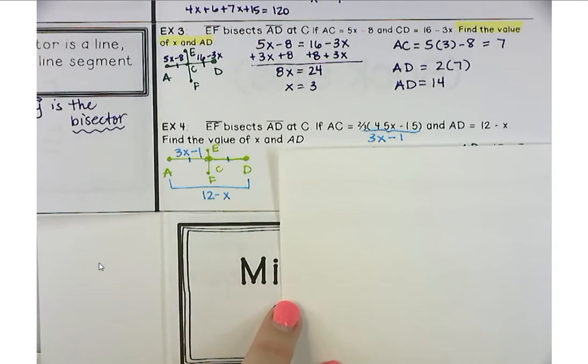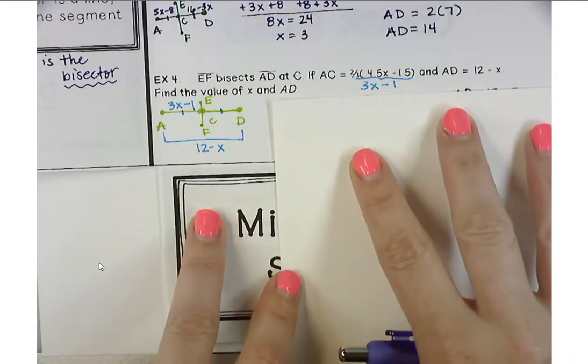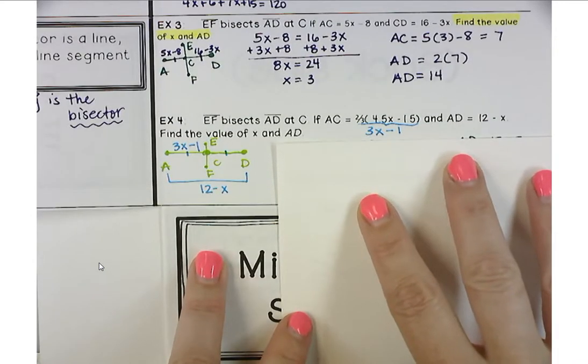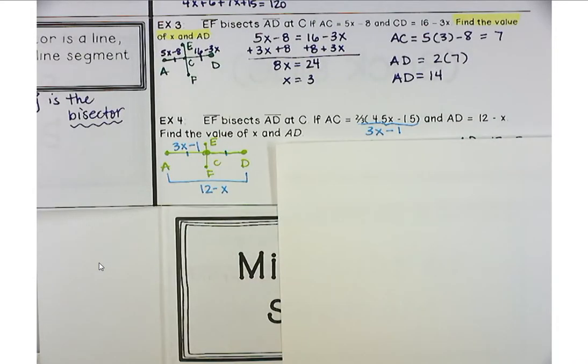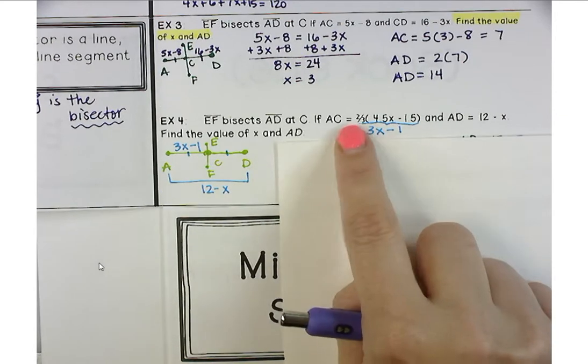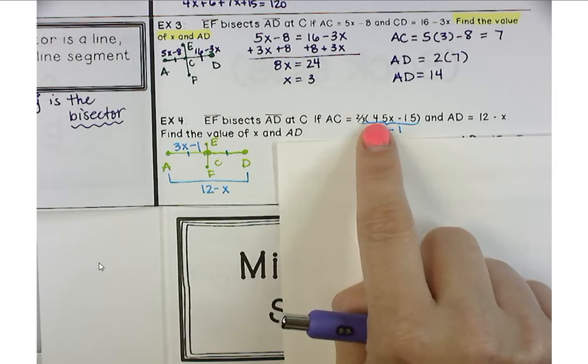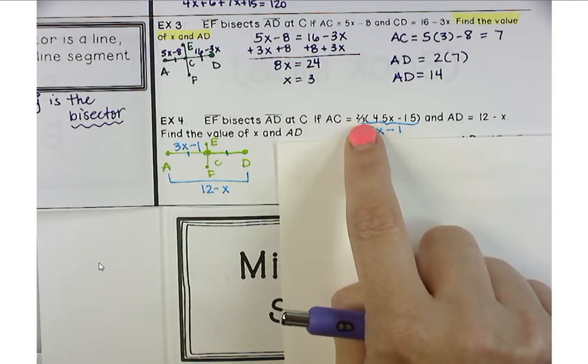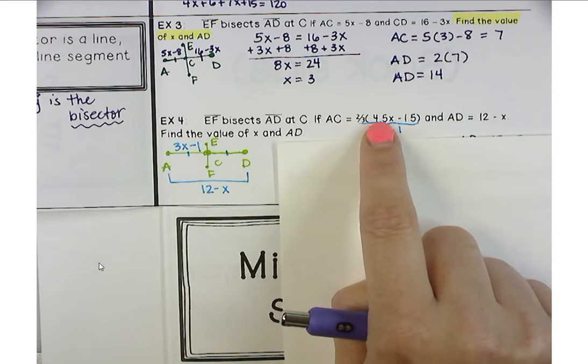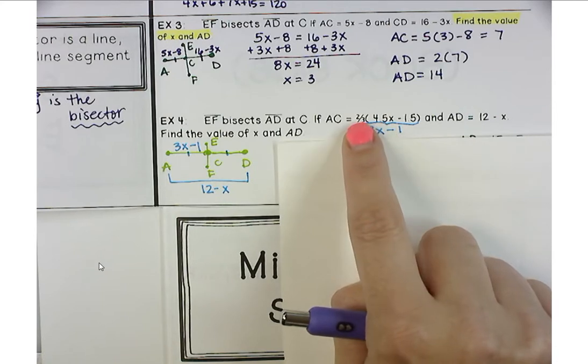So let's see how we did on example 4, which was something that you guys did on your own. Now, when you are simplifying this, see how it's 2/3? When you are multiplying that by 4.5, I'll show you a way that you can do it without your calculator. So what you're doing is multiplying by 2 and then dividing by 3. So if you multiply 4.5 by 2, what do you get? What's 4.5 times 2? 9. Good. 9 divided by 3 is 3.